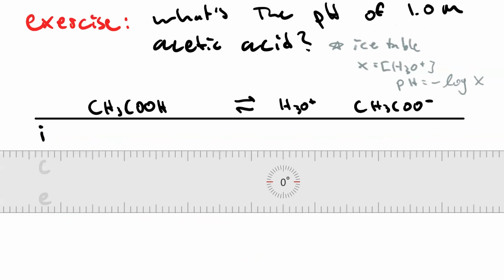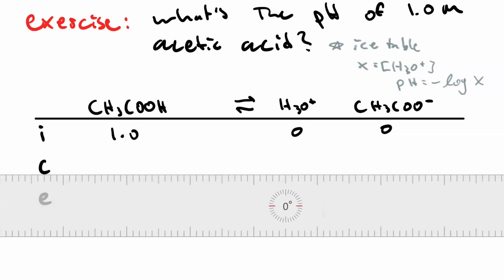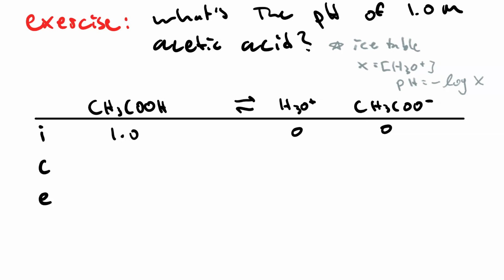The initial concentration: 1.0 molar for the acid, 0 and 0 for the H plus and the CH3COO minus. The acid's going to decrease by x, and the H3O plus and the acetate will both increase by x, since we're starting out with no products and all reactants. At equilibrium, we'll have 1 minus x, x, and x.